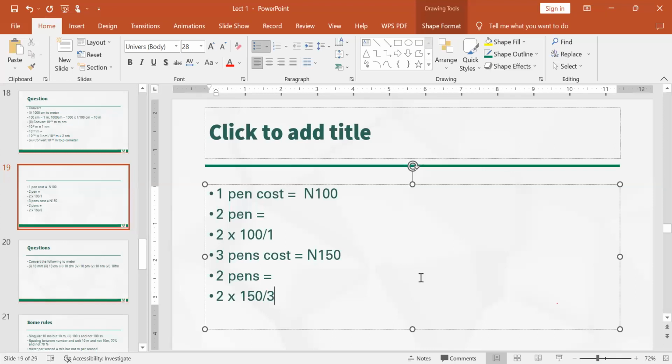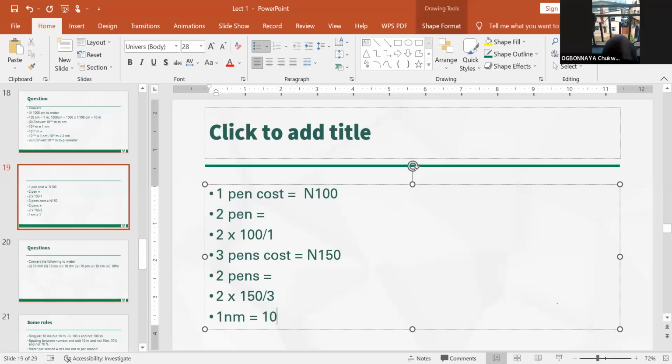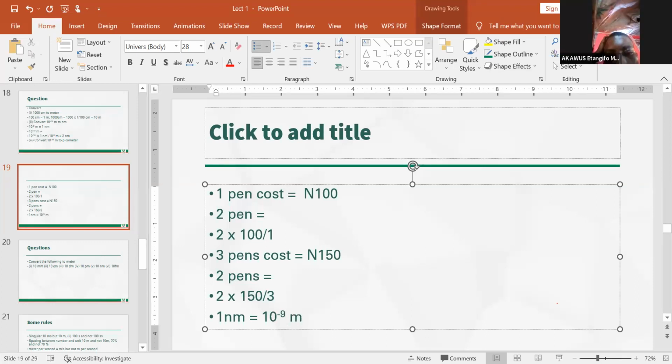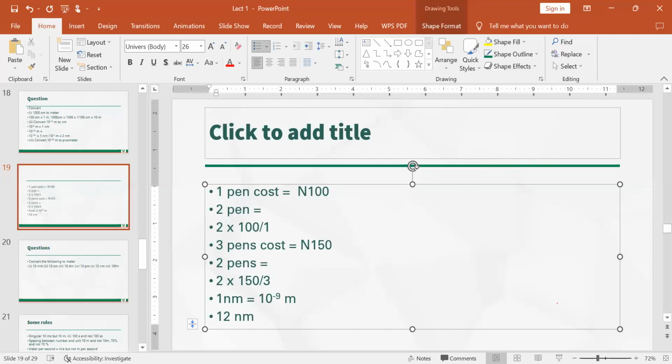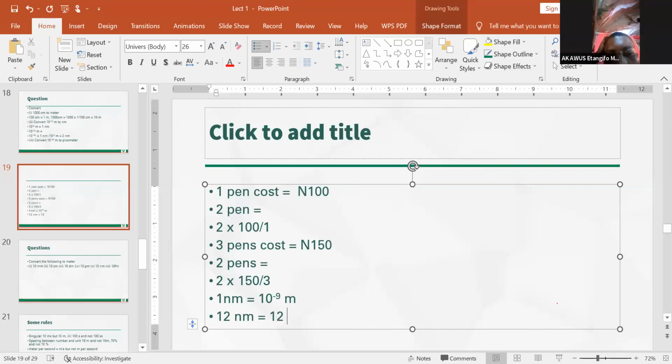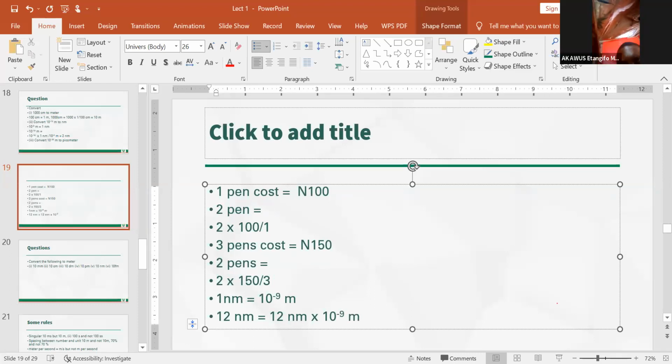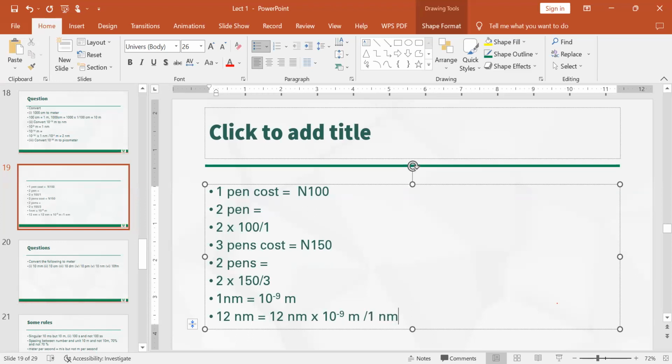A similar way, now the practical way, is 1 nanometer is equal to 10 raised to power minus 9 meter. Therefore, 12 nanometer will be equal to what? 12 nanometer times 10 raised to power minus 9 meter divided by 1. Once you comprehend this, you can handle all questions. So let me take you to that question.